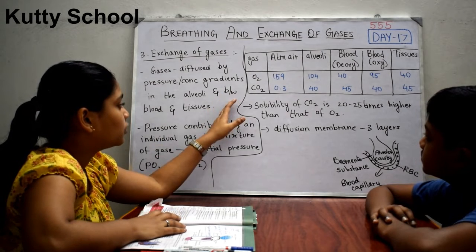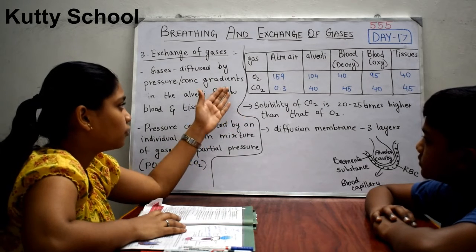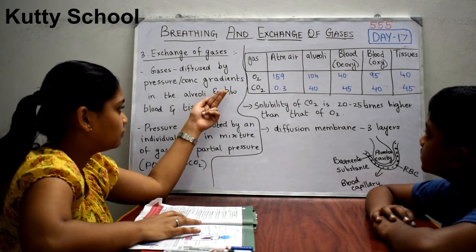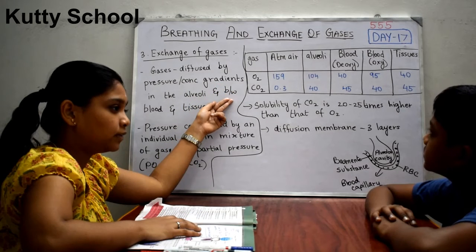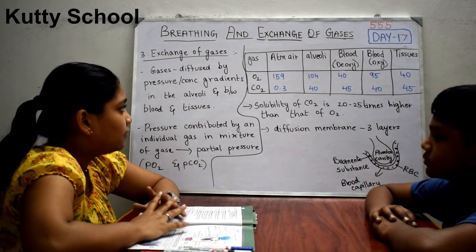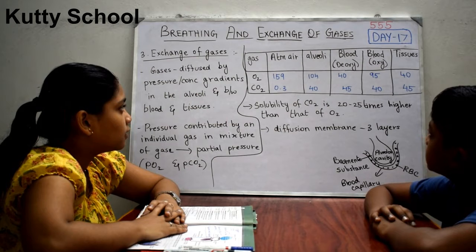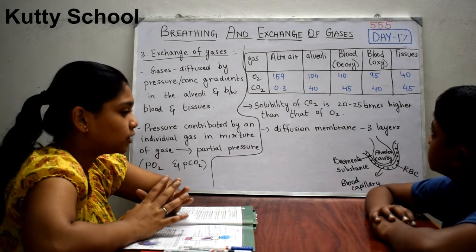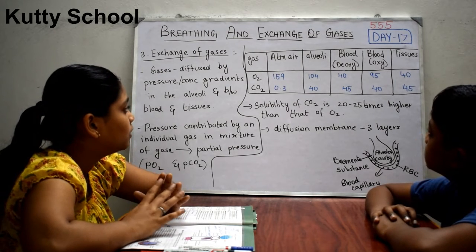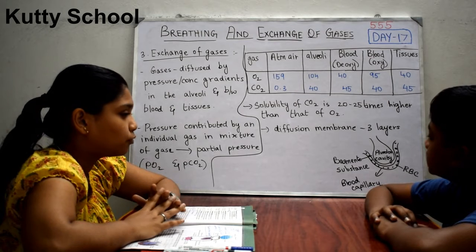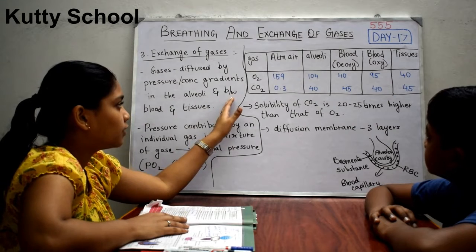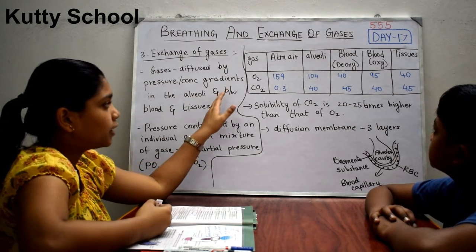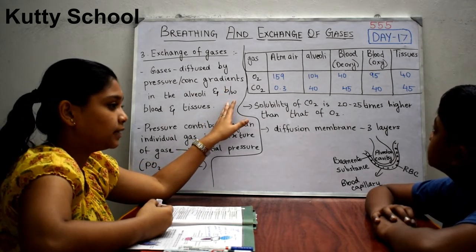In atmospheric air, the partial pressure of oxygen is 159, whereas carbon dioxide is 0.3. Partial pressure is also known as concentration, because gases diffuse according to partial pressure. In alveoli, the O2 concentration is 104, because we are breathing in air, so the oxygen content will be more in alveoli, whereas carbon dioxide content will be less.